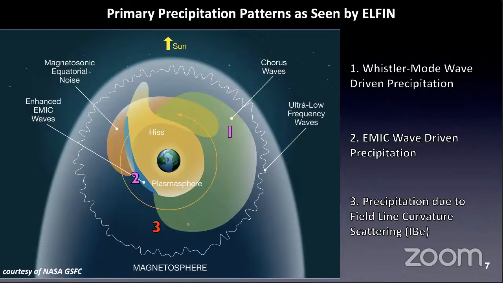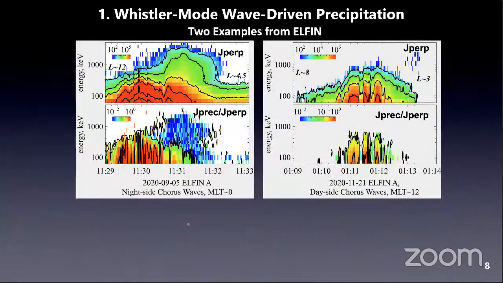Then how does the Alphen data look for each of the precipitation patterns? What kind of signature shall we expect? Here are a couple of examples for each of these 3 precipitation patterns. The first 2 examples are for the whistler wave-driven precipitation. Along these 2 trajectories of Alphen, if we look at the precipitating to trapped flux ratio, we see very bursty precipitation with strong intensity that also decreases with increasing energy. This is exactly the signature of wave-driven precipitation, as seen in both of these 2 orbits here.